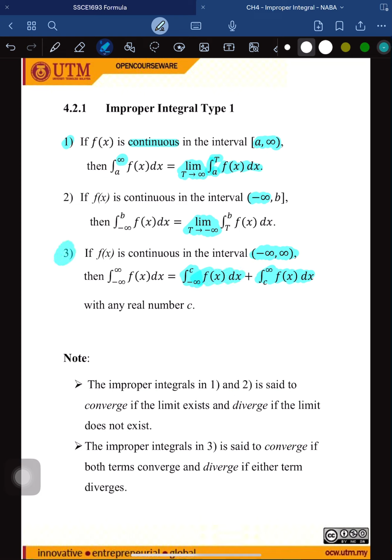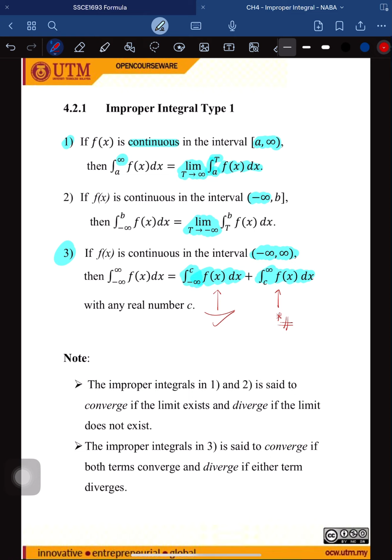For case number 3, if you want to prove whether the integral converges or diverges, you just need to show one of them, either this integral or this one. If you show this one and it already converges, you don't have to show the other. But if you do this one and the answer is diverge, then you need to show it for the other one also. If both converge, the integral converges. But if one integral diverges, the answer will be diverge.